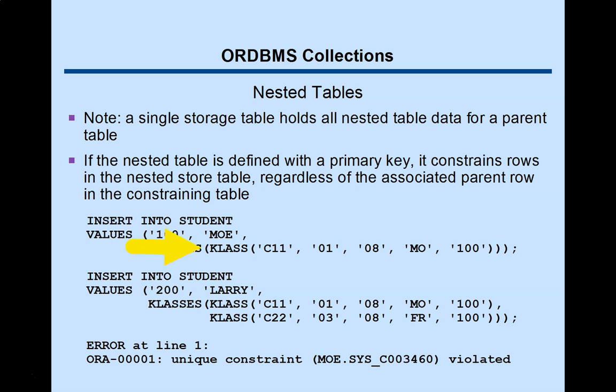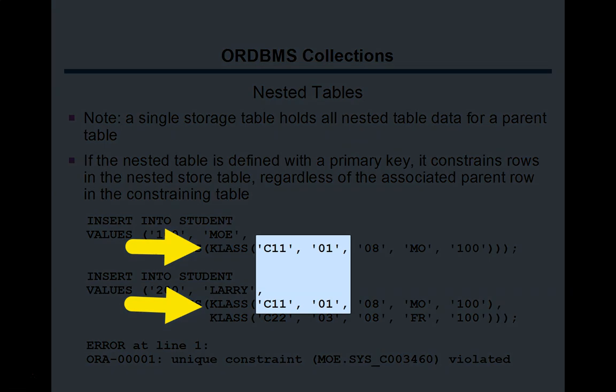The attempt to insert the second row for Larry raises a problem. Note that Mo and Larry have both registered for C1101. It turns out that we will violate the uniqueness constraint that we define over the nested storage table if we define course number and section number as the composite primary key. And sure enough, the system throws that exception here.